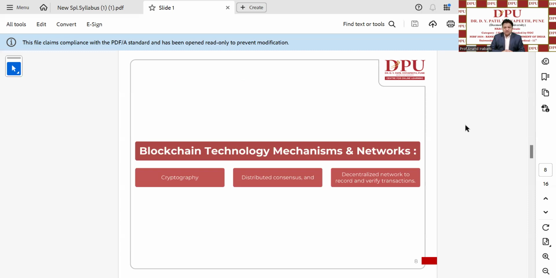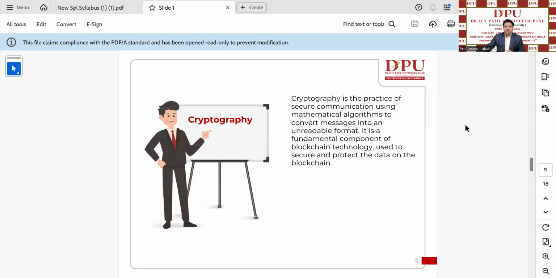So there are three pillars on which the entire blockchain technology has been built upon. The first pillar is the cryptography. The second pillar is the distributed consensus models. And the third pillar is the decentralized network that will record and verify the transactions. So these are the three pillars on which the entire blockchain has been built upon. So it is essential to understand these three pillars in a detailed manner.